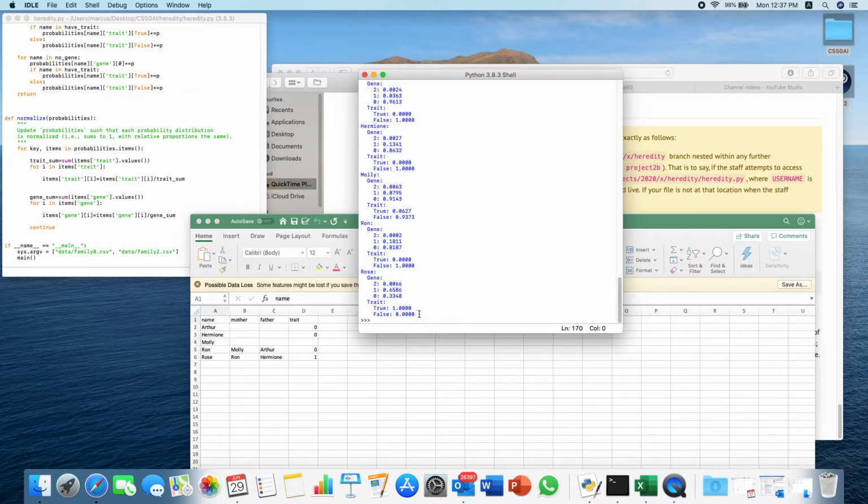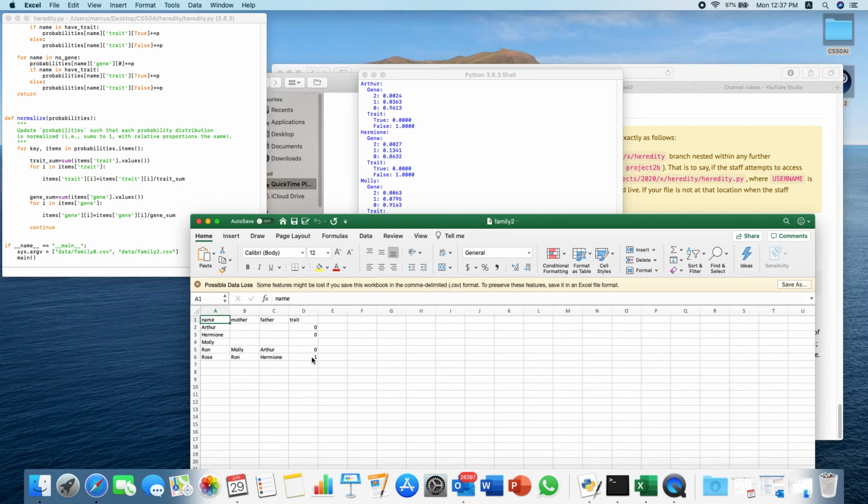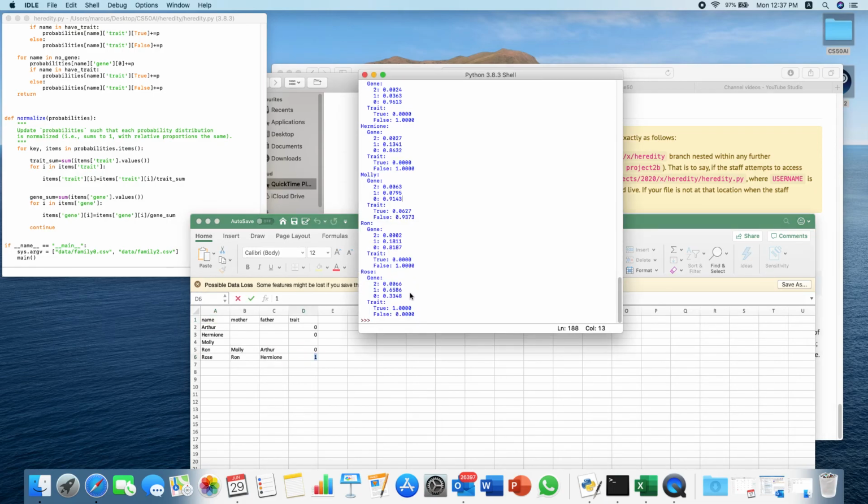And then we can look at Rose. Rose has the trait, so it's very likely that she has one copy of the gene. Rose's mother is Hermione, and Rose's father is Ron. Although Ron does not have the trait, the probability of him having zero copies of the gene is still less than Arthur, because either Ron or Hermione must have passed down one copy of the gene to Rose for her to have the trait, but we are unsure of which one has the gene.